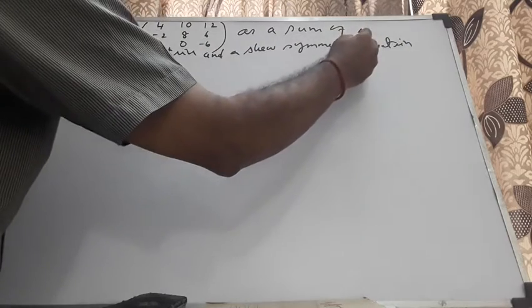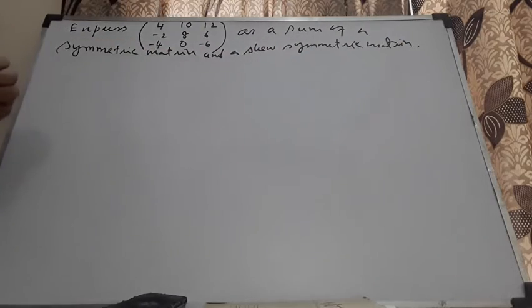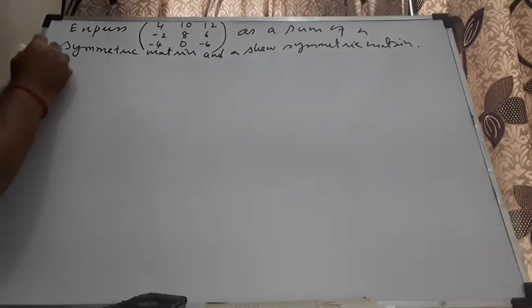Let me recall: if I'm given A, I'll take capital P equal to half of A plus A transpose, and capital Q equal to half of A minus A transpose. I'll be able to prove P transpose equals P and Q transpose equals minus Q. P transpose equals P implies P is symmetric. Q transpose equals minus Q implies Q is skew symmetric, and their sum P plus Q will definitely give A. That's what I am supposed to do anyway.